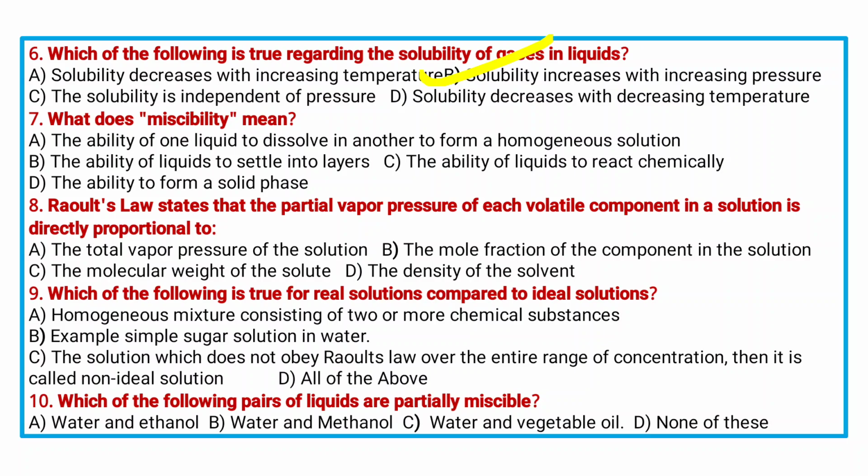Next, seventh question. What does miscibility mean? Miscible means soluble. Option A, the ability of one liquid to dissolve in another to form a homogeneous solution. Option B, the ability of liquid to settle into layers. Option C, the ability of liquid to react chemically. And option D, the ability to form solid.